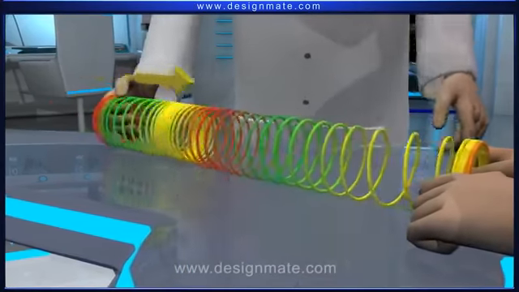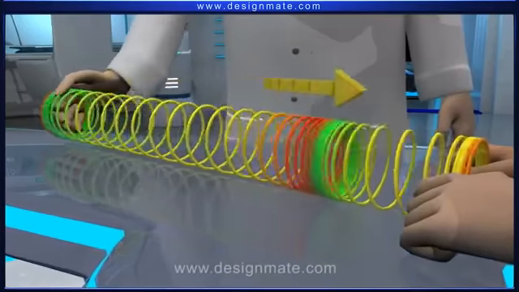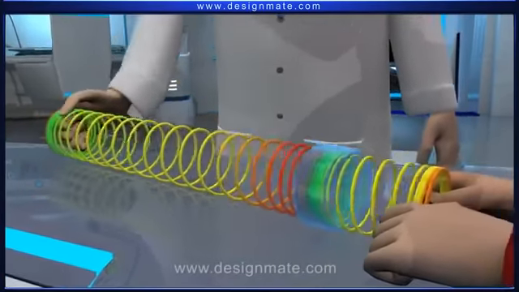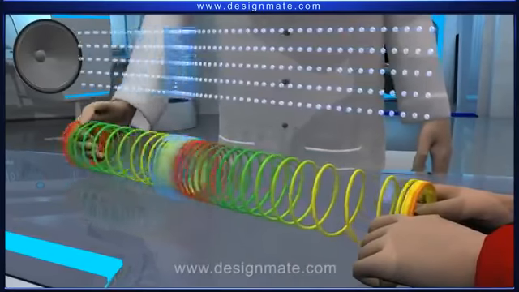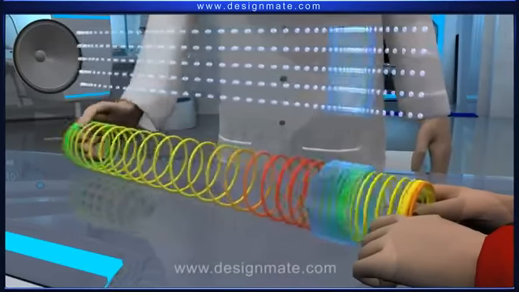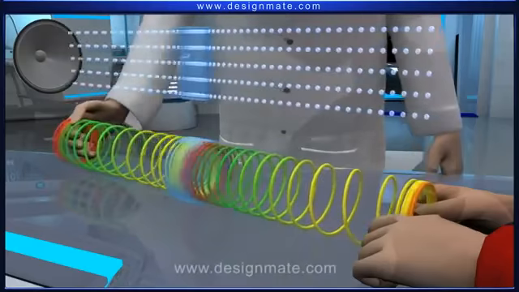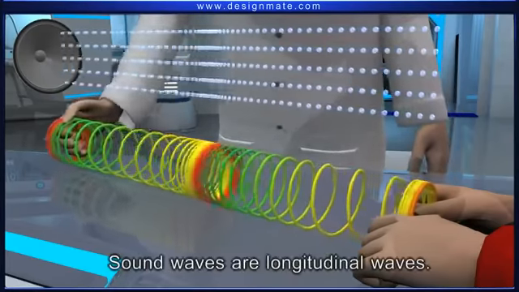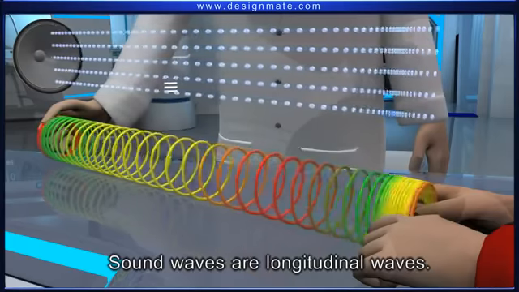This is because the vibrations are parallel to the direction of the wave. If the wave moves from right to left, then the particles also vibrate from right to left. This is a longitudinal wave. Sound waves are longitudinal waves.